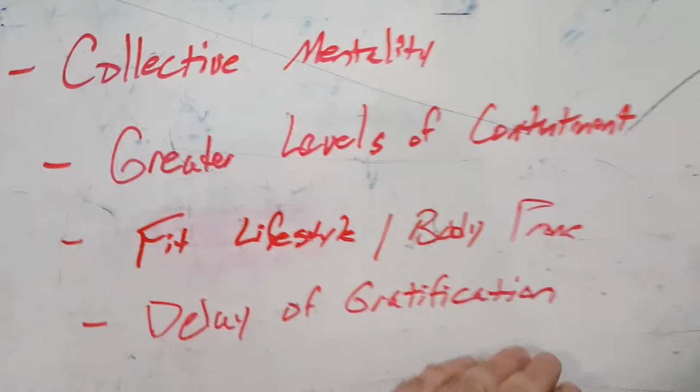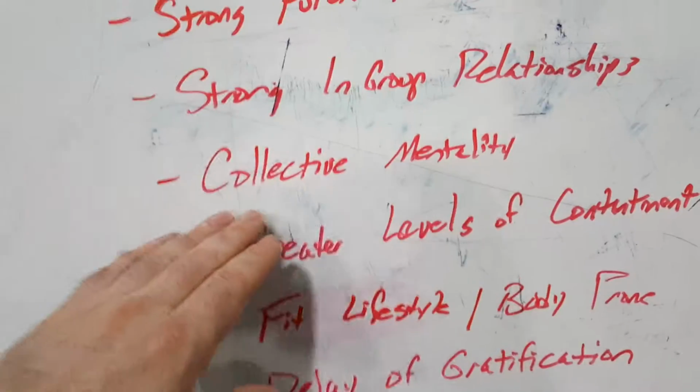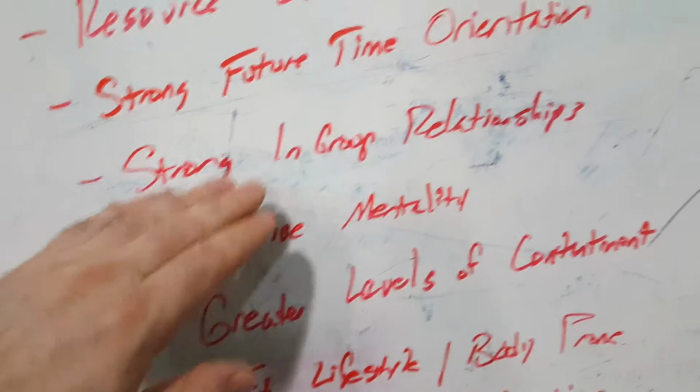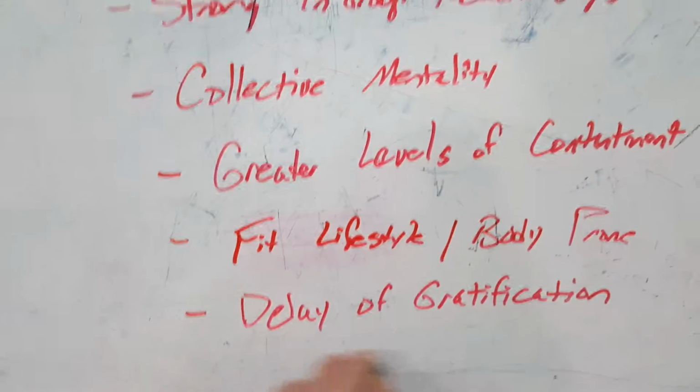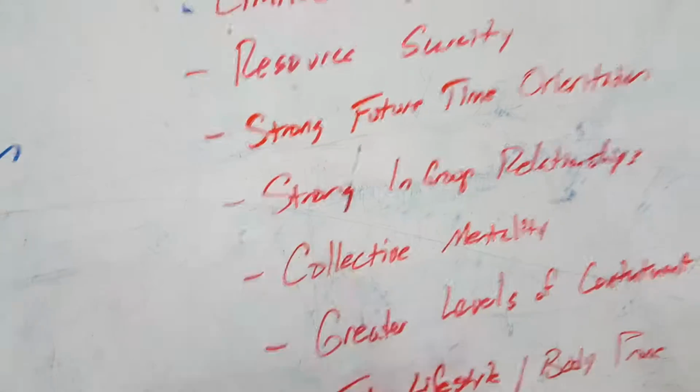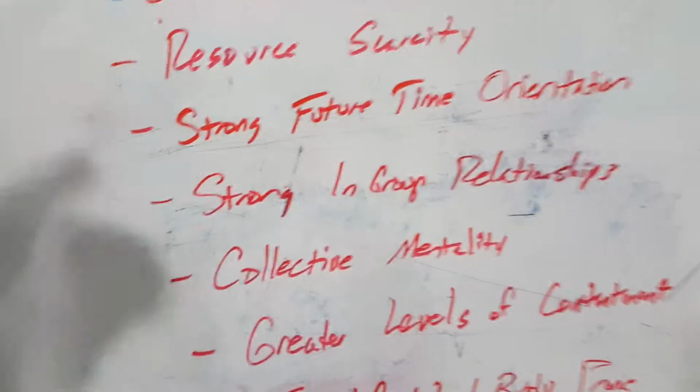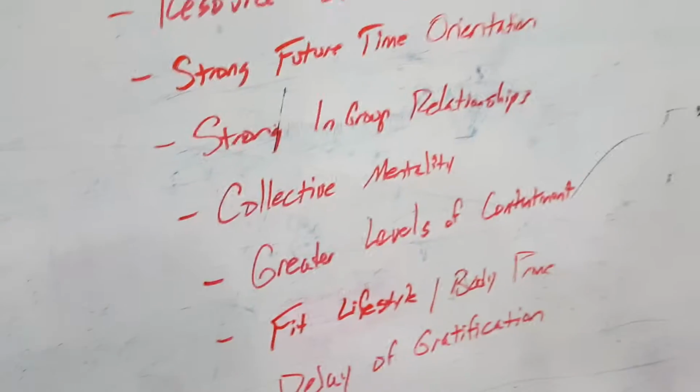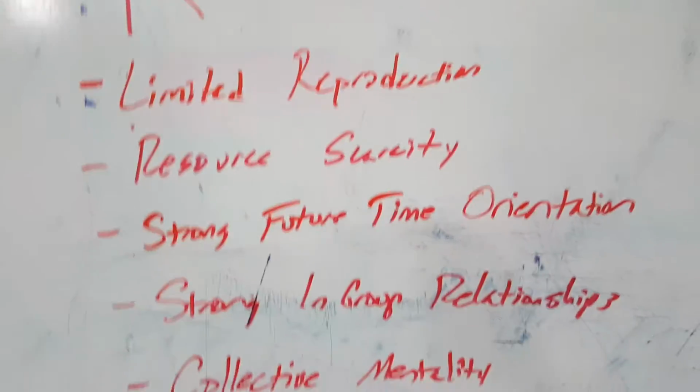Whereas K selection, you actually delay your gratification for the good of the group. You have strong in-group relationships that allow you to delay your gratification. If you have a strong relationship with your friends and family, you will then say, okay, I won't eat that loaf of bread today so that the group can have more tomorrow because of a perception of resource scarcity.